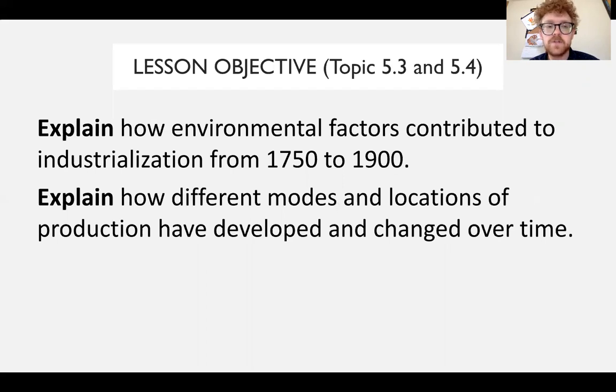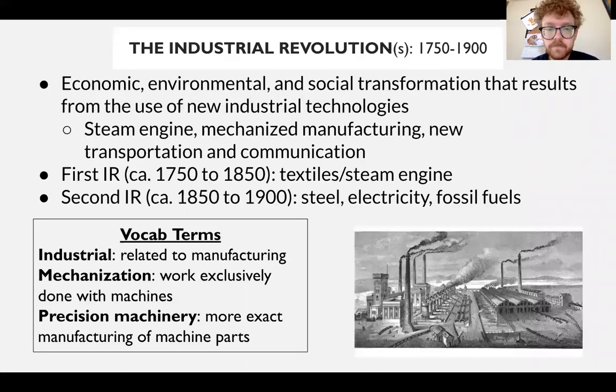So the lesson objectives for today: explain how environmental factors contributed to industrialization in this time period, 1750 to 1900, and then explain how different modes and locations of production have changed and developed over time. So modes of production, how production is done, location, obviously where production is done. But what do we mean by the term Industrial Revolution? Well, let's take a look at that.